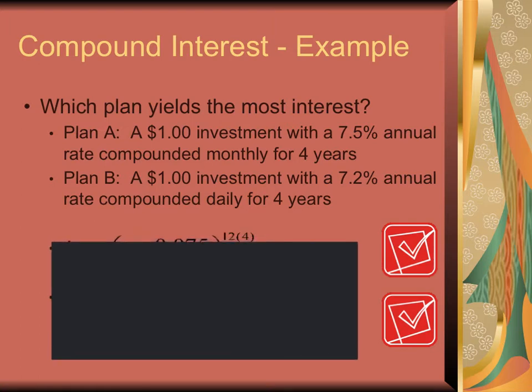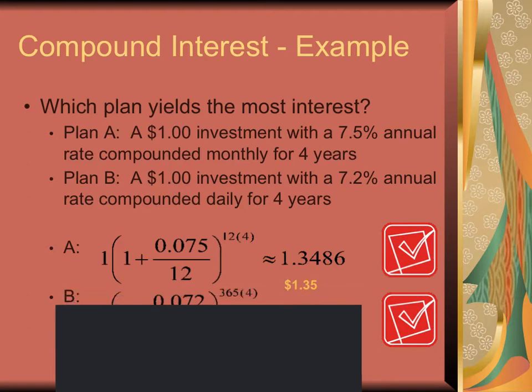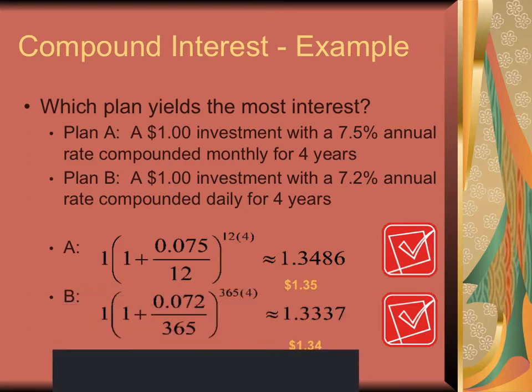If we plug it into our new awesome formula, you've got 1 for your starting amount, and then it's 1 plus your rate over the number of times it's compounded, raised to the number of times it's compounded times the number of years. And what you're going to end up getting is about $1.35, rounded, of course. Now for our next plan, everything's going to be the same except for a couple parts. Now it's 0.072 for our rate, and it's 365 for n, the number of times it's compounded. So what we end up with is $1.34.